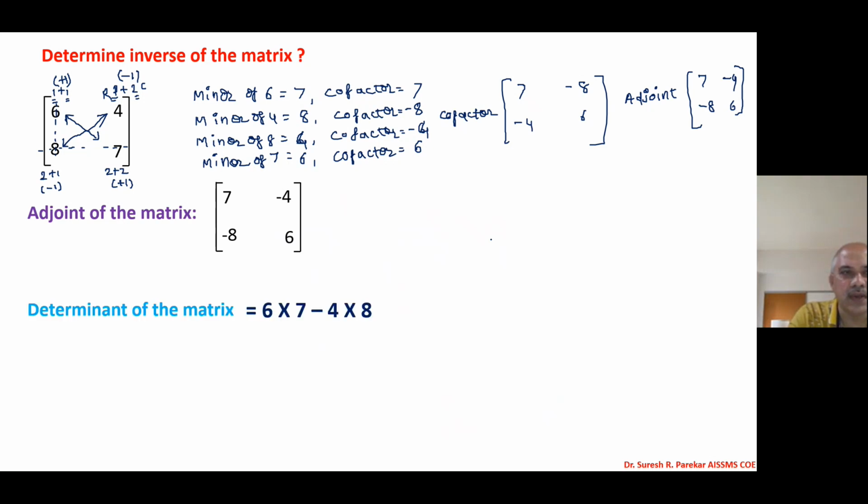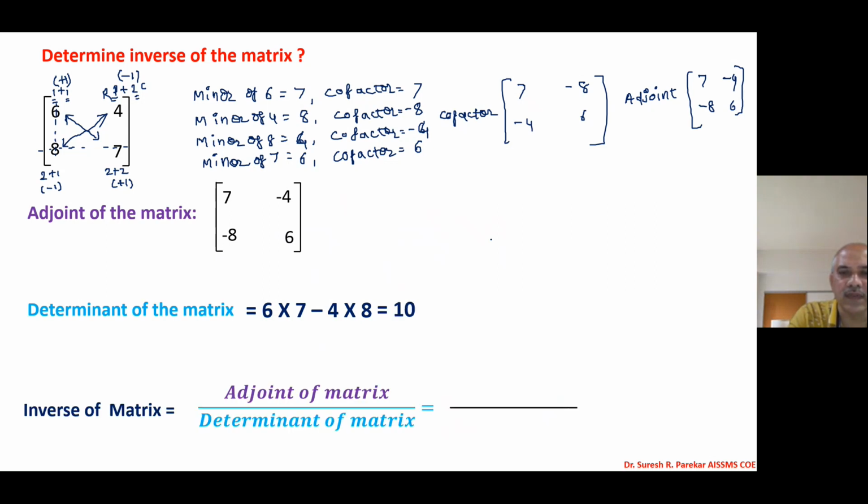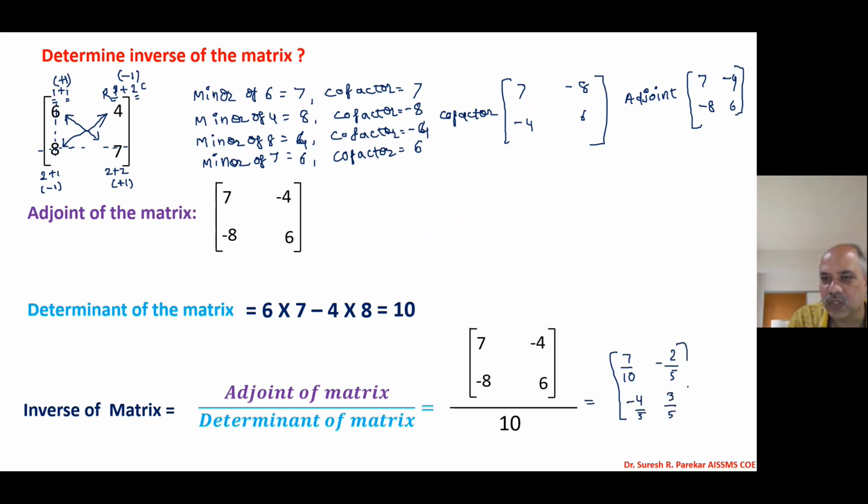And then the determinant: 6 into 7 minus 4 into 8, that is 10. And then we will get the inverse, which is adjoint upon determinant. We can find it by dividing by this determinant. So we have 7 by 10, minus 2 by 5, minus 4 by 5 and 3 by 5. This is my inverse, using the determinant.